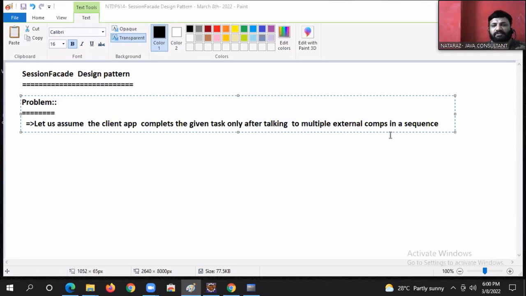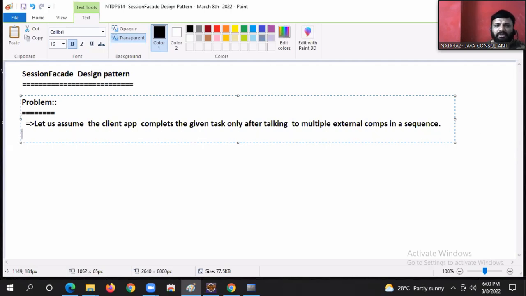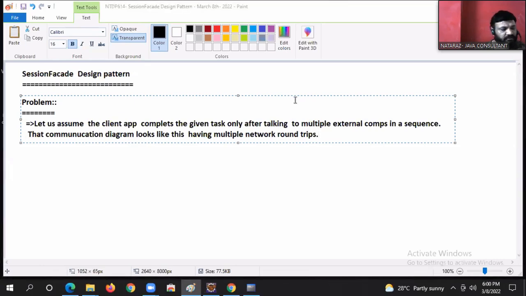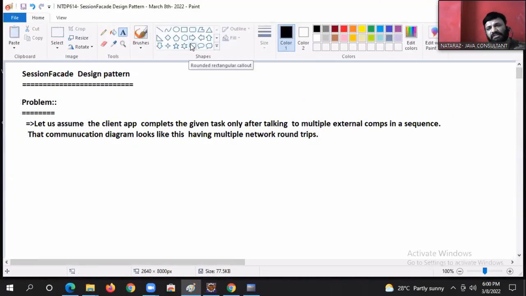In a sequence. Then that communication diagram looks like this, having multiple network round trips. Guys, are you understanding my statement?